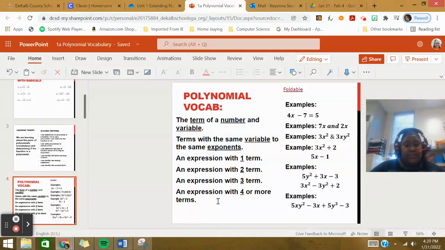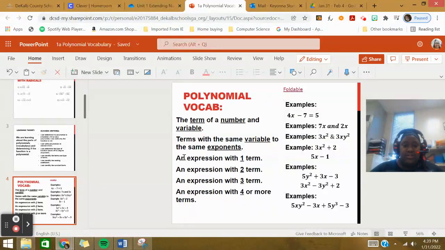But here's some of the main vocabulary. The first one we have is term. The term definition says a term is a number and variable. The next vocabulary word we have is like term. It says terms with the same variable and to the same exponent. And the examples we have here are 7x and 2x. The example we have for not a like term is 4x minus 7 is equal to 5.